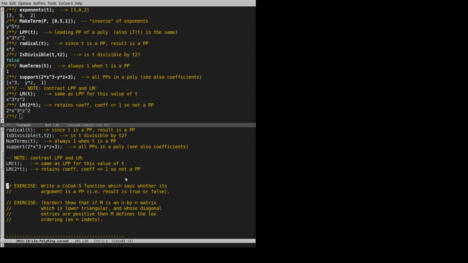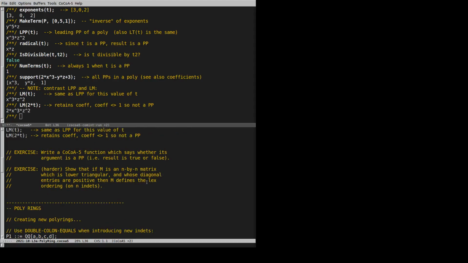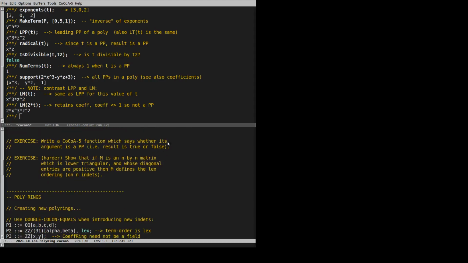So we have a couple of exercises down here. One's pretty easy: just write a CoCoA-5 function which says whether its argument is a power product or not. I'll leave it up to you to decide whether you want to do full safety checking on the one argument that it's passed or not.